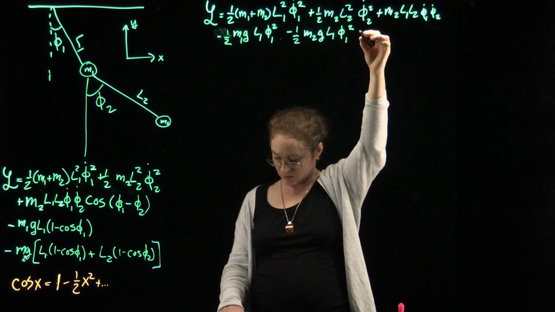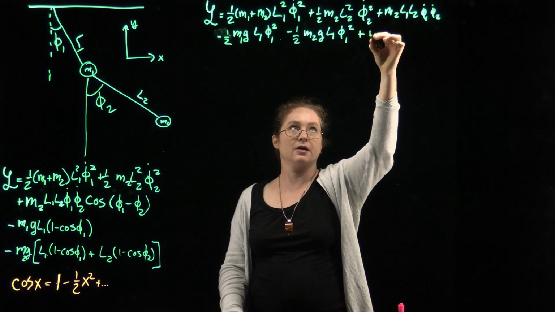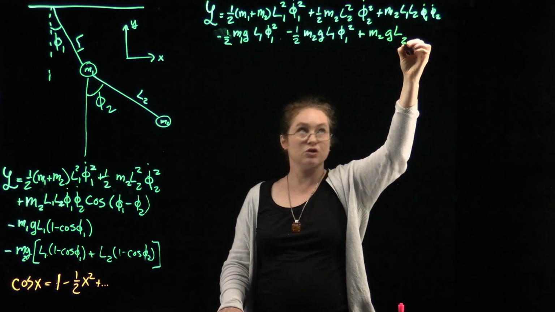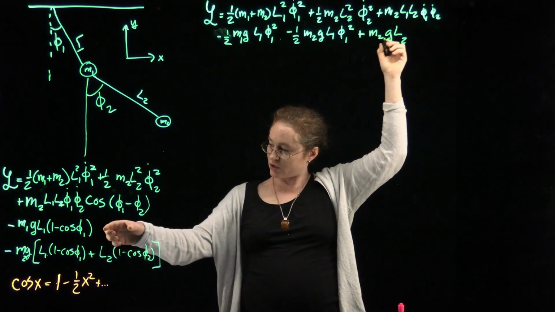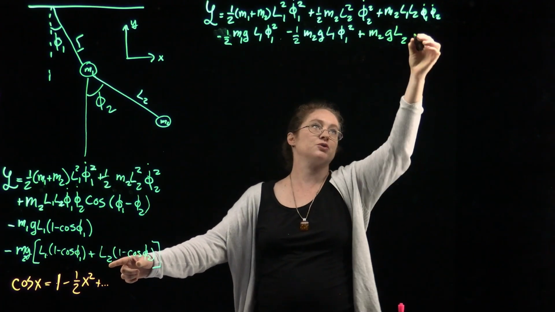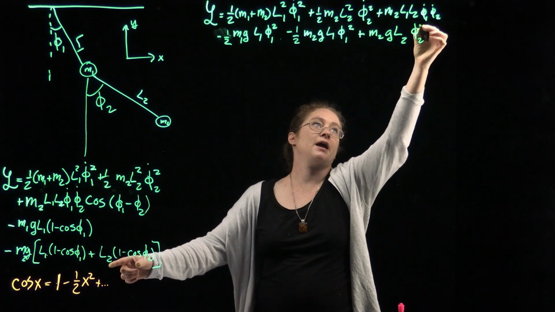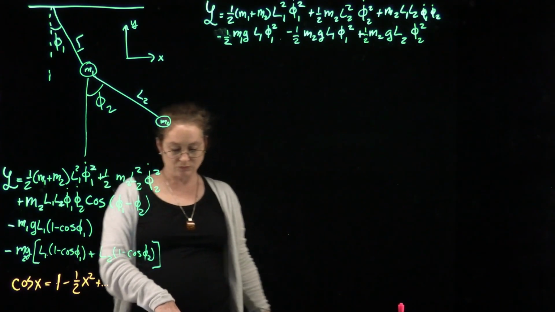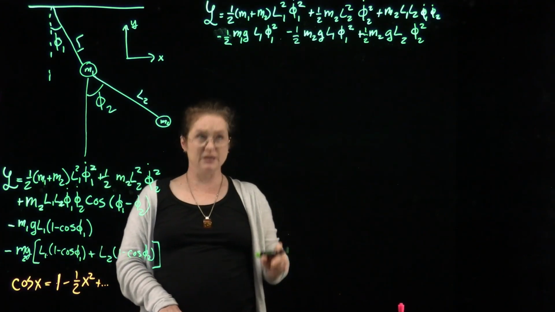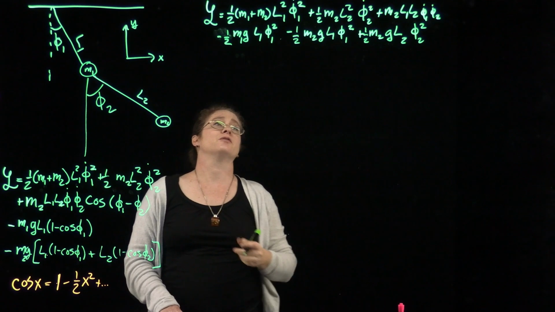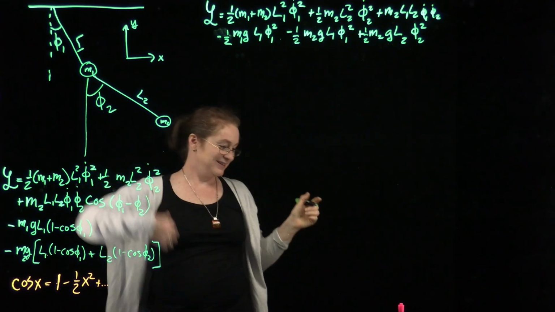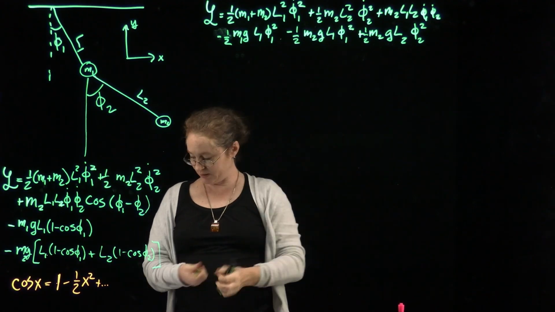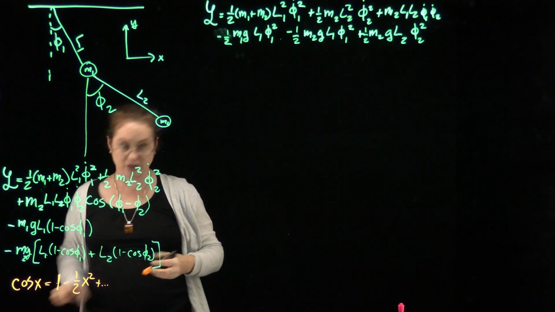And here we have an M2 G L2 times 1 minus cosine phi2, which we will replace by 1/2 phi2 squared. And then our Lagrangian looks rather simple, doesn't it? It looks much simpler than it used to be. So let me just change colors to make it stand out.